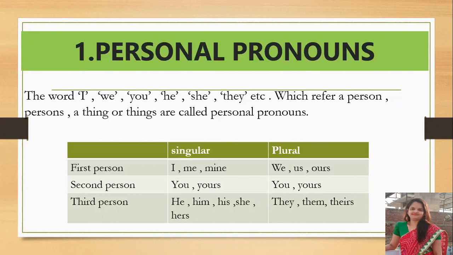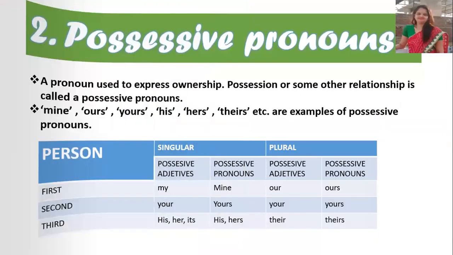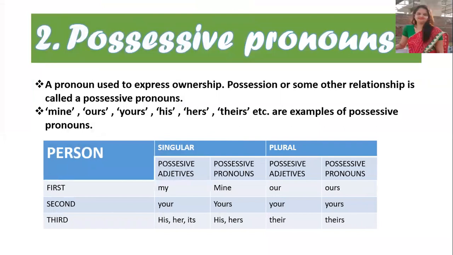And third person, that is totally if we talk about someone else, we use he, him, his, she, and hers in singular noun. And in plural, you will use they, them, and theirs. Okay. Means the words I, we, you, he, she, they, which refer to a person, thing, or things are called a personal pronoun. Okay. Now, your second is possessive pronoun.